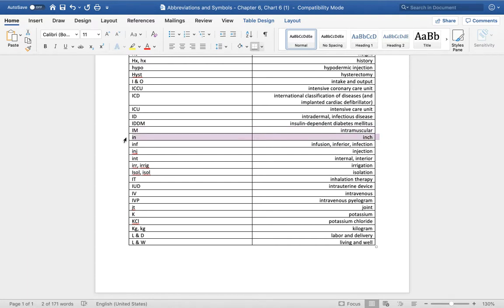Then we have IN. This is for inch. So we know that there's 12 inches in a foot, so that's how we measure length and height.